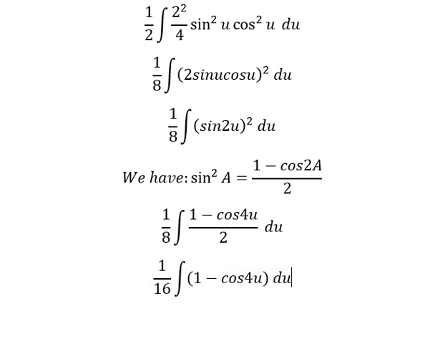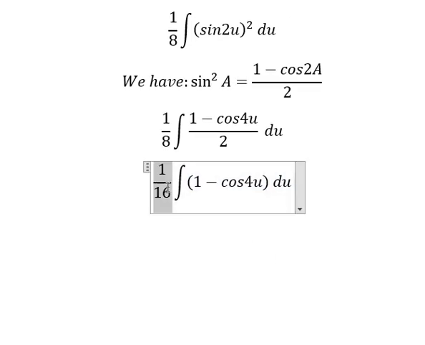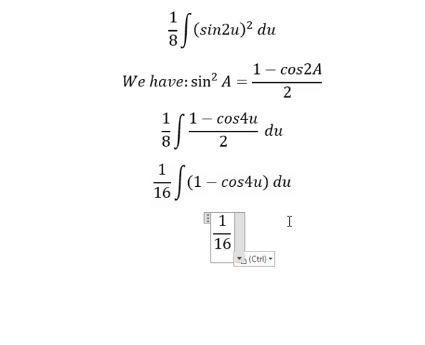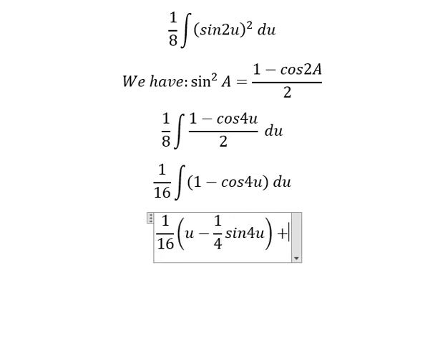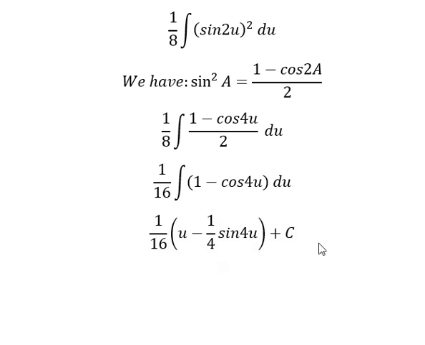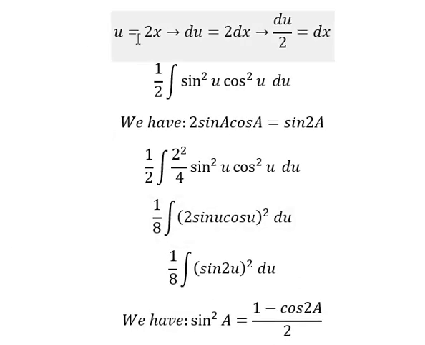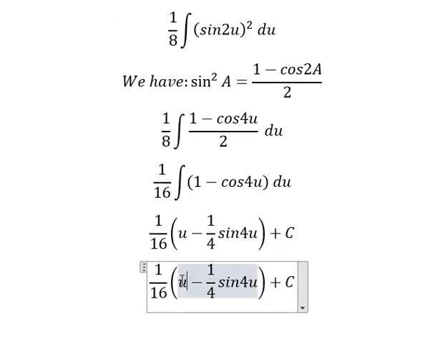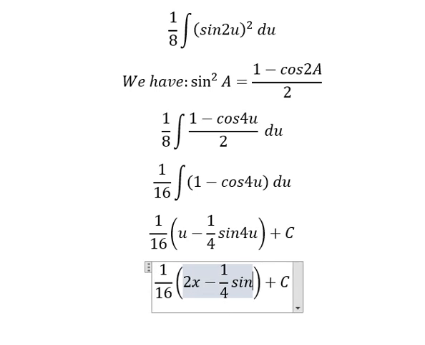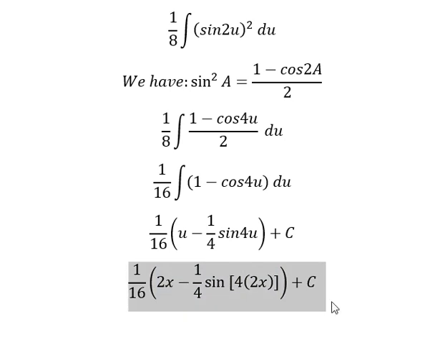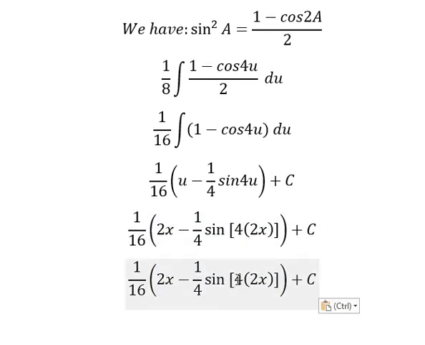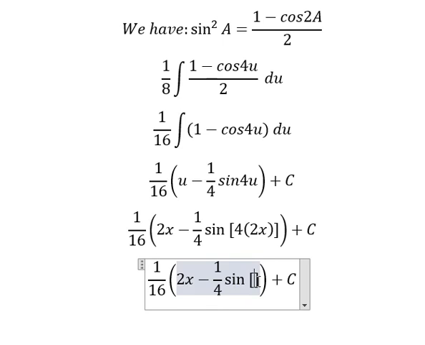And now we have the final answer. The integration of the number 1, you get u. The integration of cosine 4u, you get 1 over 4 sine 4u. And we put C. About u, that is 2x. So the number 4 and the number 2, you get 8.